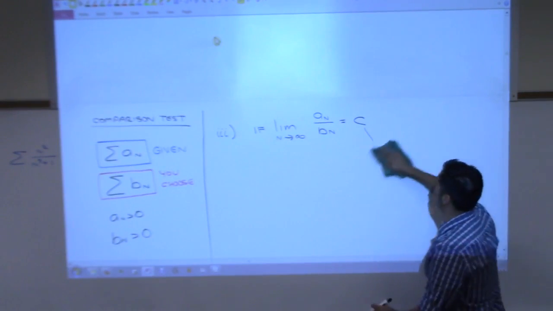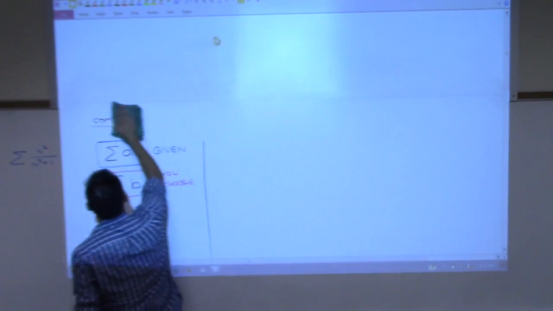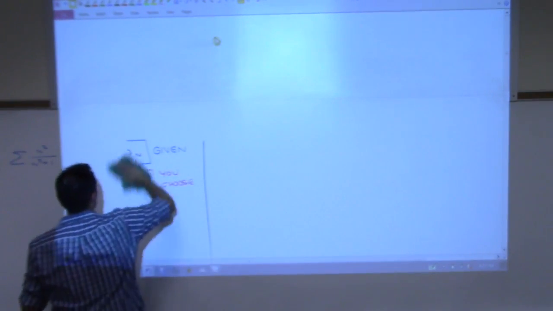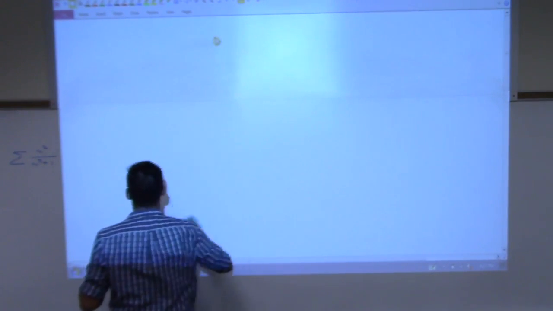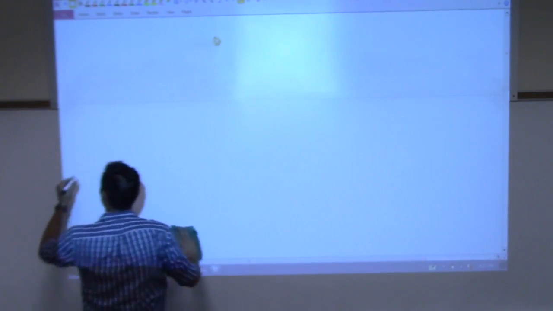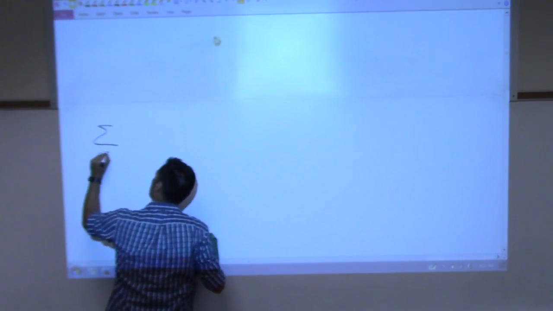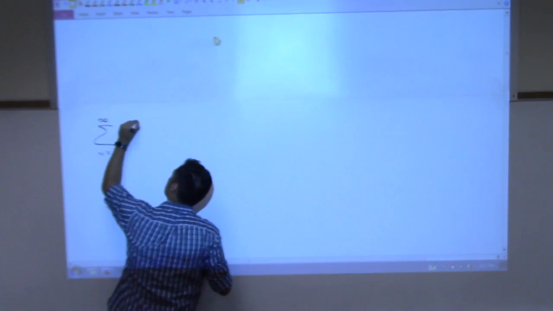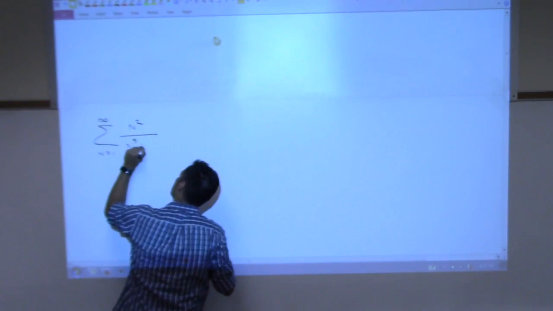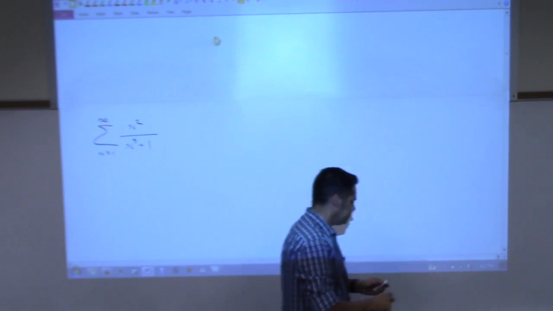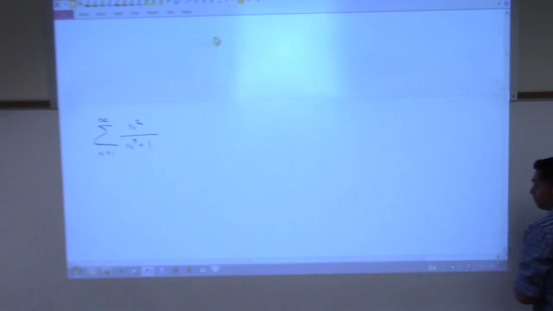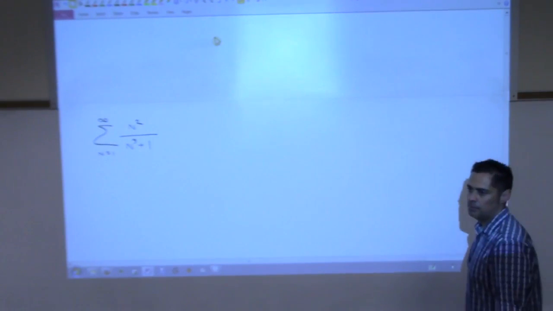Okay. So let's do that problem again. I'm going to do this problem right now, but now I'd like for us to try a different technique. So we're going to do the sum from n equals 1 to infinity of n squared over n cubed plus 1. We could use the integral test, right? We did that already. But I'd like to try and compare it to something.